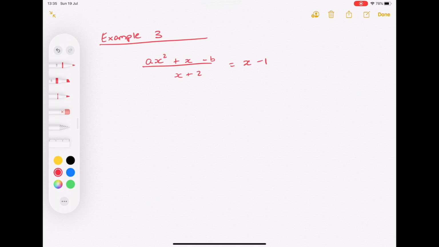Okay guys, so here's the harder example I'm going to show you. Clearly the reason why this is a bit harder than the previous one is because of this fraction on the left hand side. Now that might put a lot of people off and make them think a bit too hard about this question, but really there's not a lot going on here.